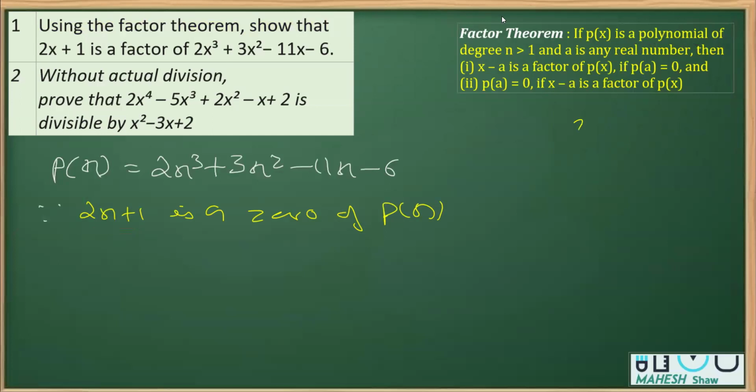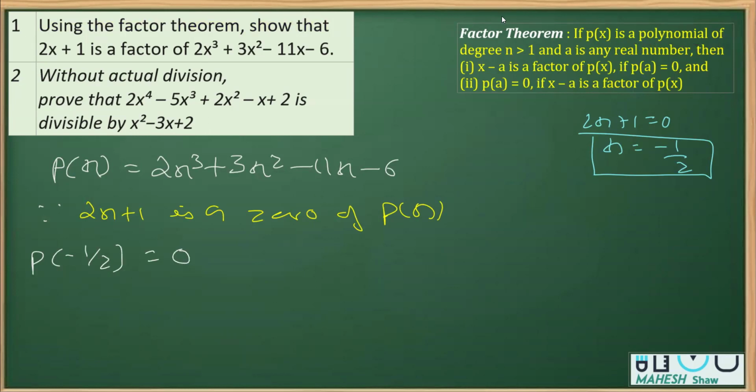So what you can do is equate this to 0 and find the zero. Transposing 1 to the other side, it is minus 1, and then transposing 2, it is minus 1 by 2. So we can say that p(minus half) should be 0. Now, in the next step, let's replace x with minus half.